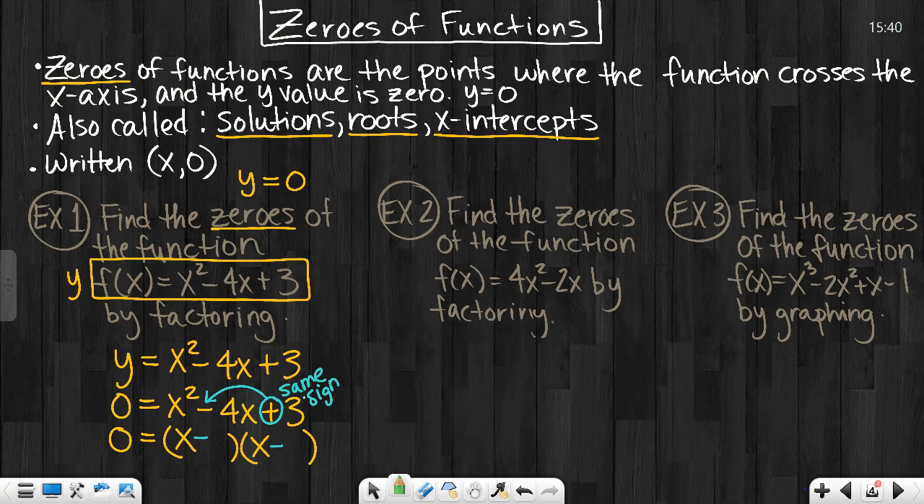So let's think about this. I've got this 3 here. That 3, I need to find 2 factors of 3 that are going to go in here. And when I put those in there, they have to add up to -4, right? What's in the middle? Well, this one's an easy one. Since both signs are the same and there's only 2 possibilities, there are my factors, x minus 3 and x minus 1.